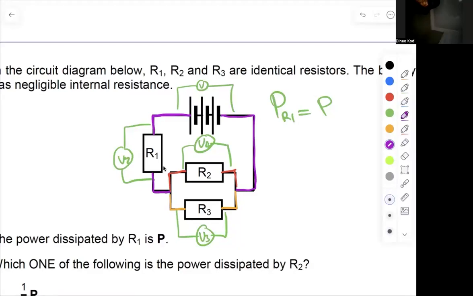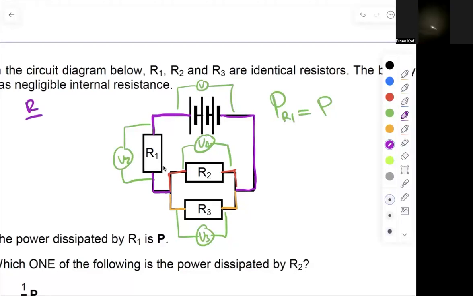So one thing I know about the resistances, right? The resistors are all identical. So we know that the resistances R1, R2, R3 are all identical. So I know when I calculate power, I'm probably going to use resistance as one of my measures, because it's an easy one to do.